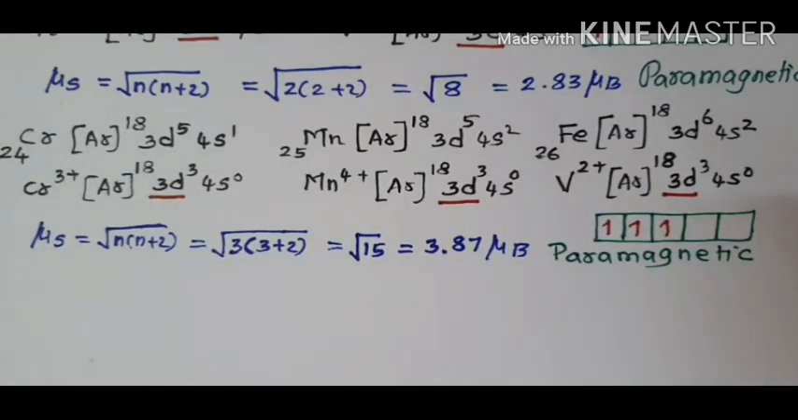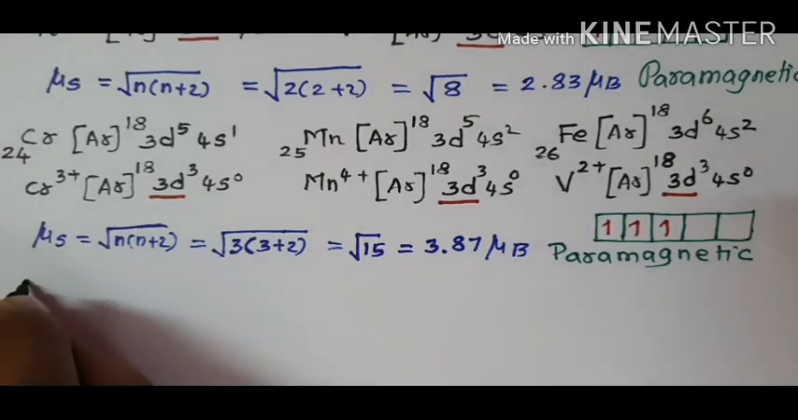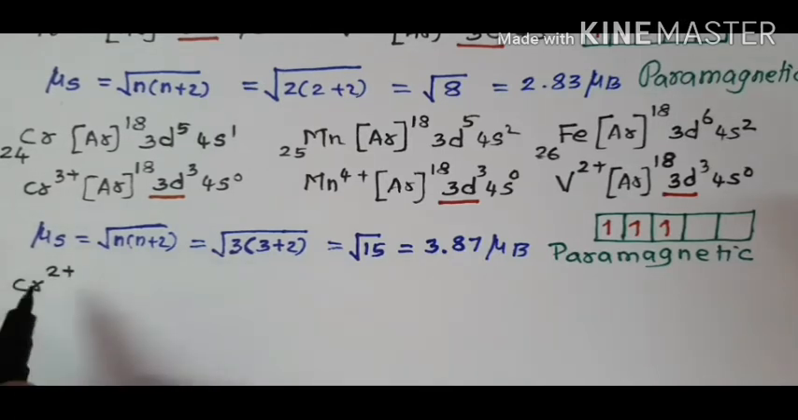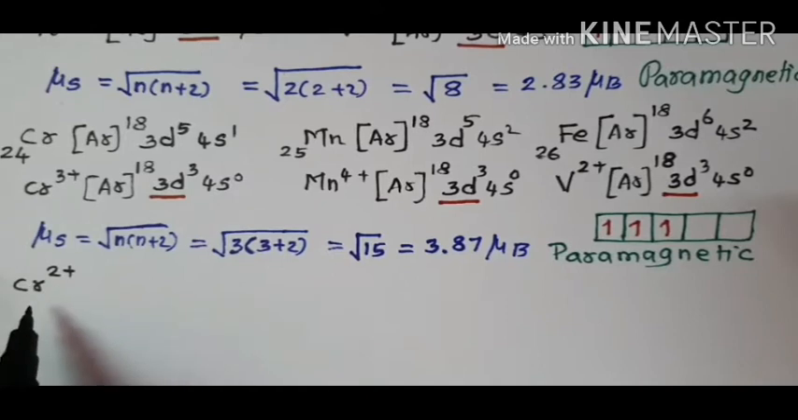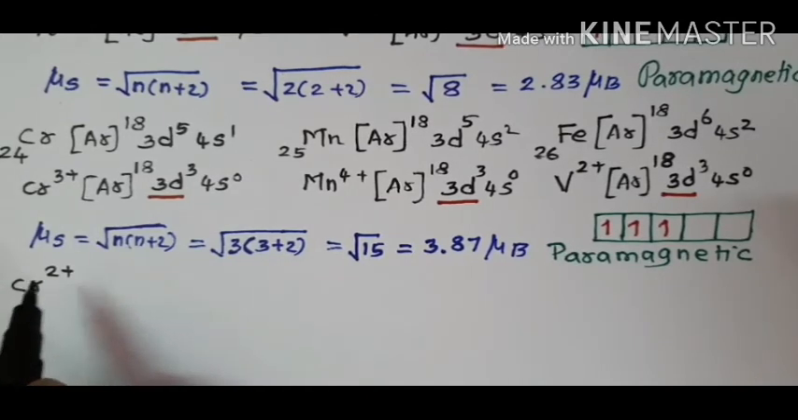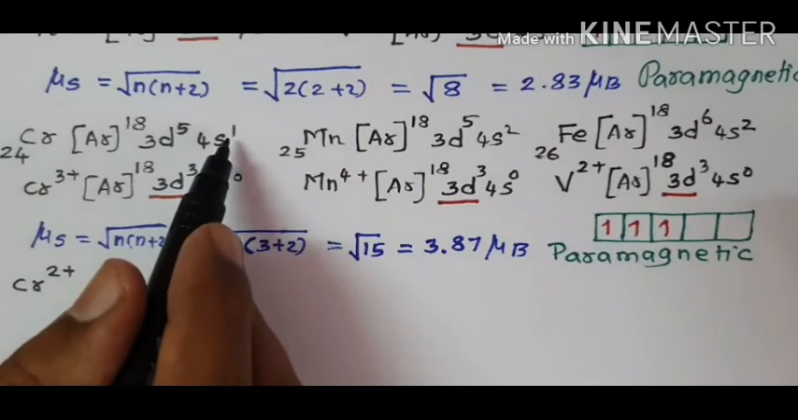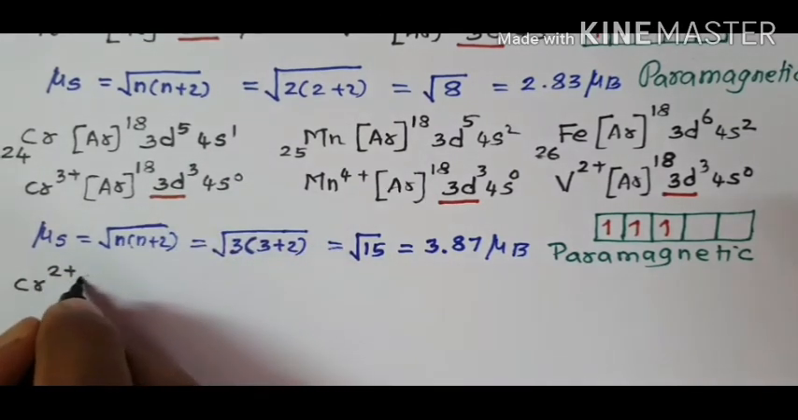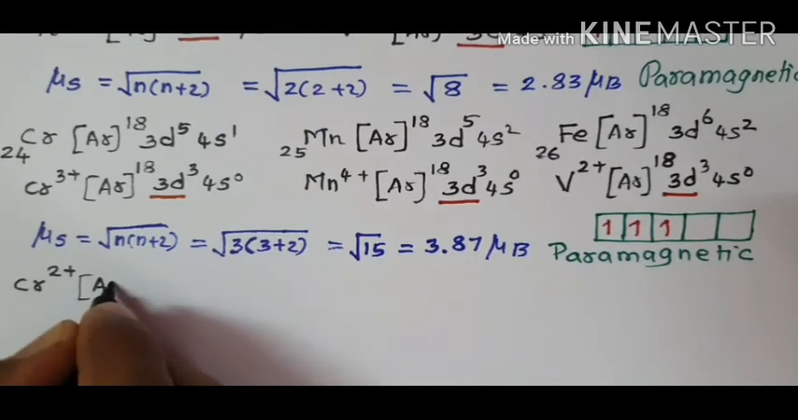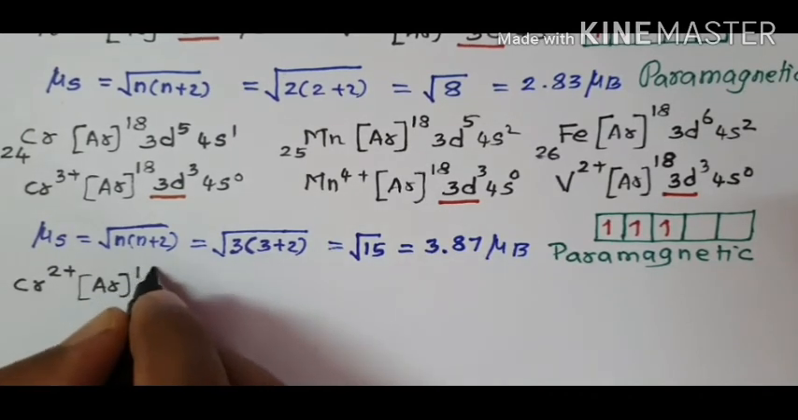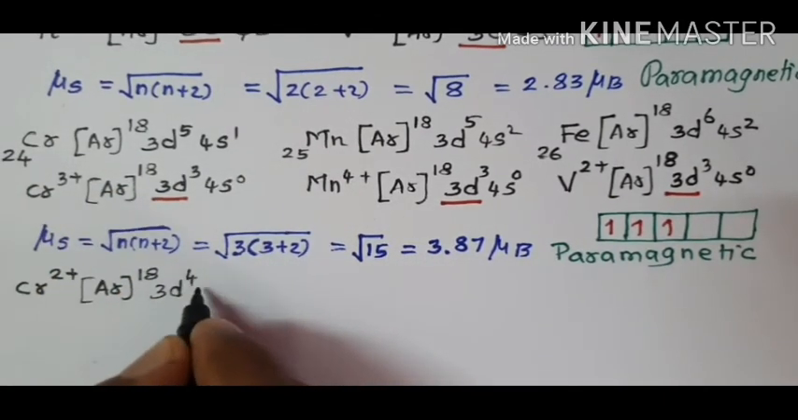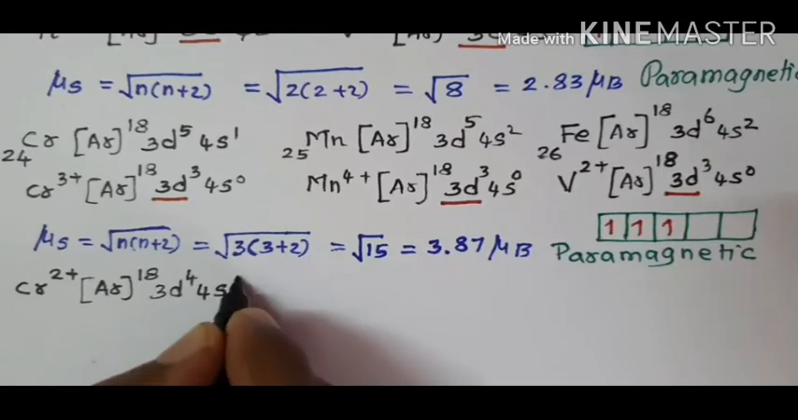Come to other ions. Now we are going to write the electronic configuration of Cr2 plus, chromium 2 plus ion. 2 plus indicates chromium lost how many electrons? 2 electrons. So remove 1 electron from 4s and 1 electron from 3d. The electronic configuration is argon 18, 3d4 and 4s0, chromium 2 plus.